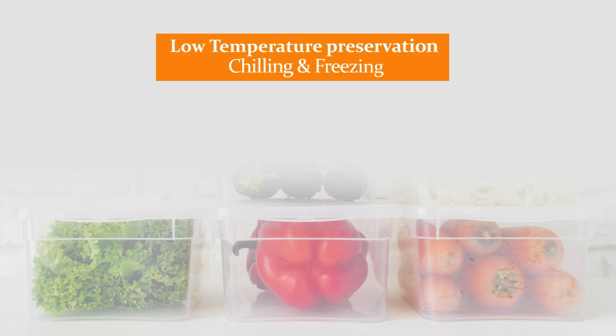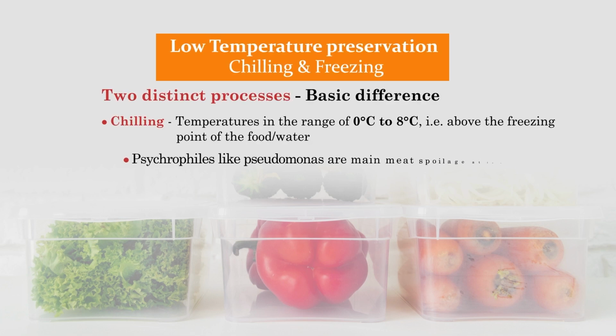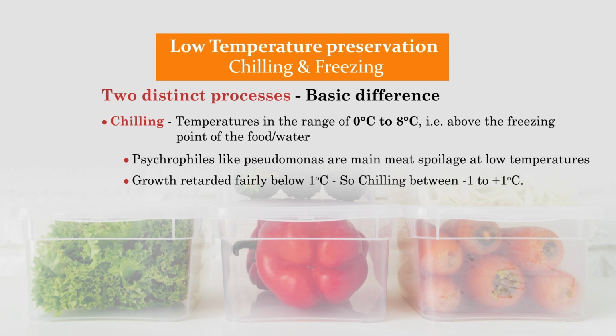Low temperature preservation is mainly, or commercially, employed in the form of chilling or freezing. So they are two distinct processes. Chilling usually refers to a temperature of 0 to 8 degrees centigrade; 8 degrees centigrade or below we can achieve in domestic refrigerators. And going lower than 8 degrees centigrade, we can go up to almost the freezing point of food, or of water.